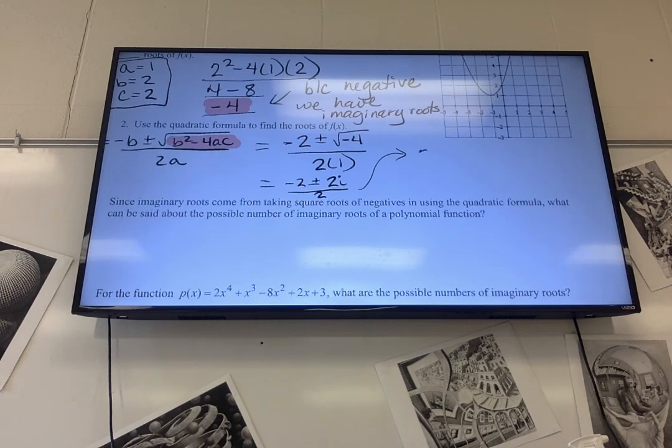I'll factor a 2 out of the top, and I get negative 1 plus or minus i all over 2. That's why I factored out a positive 2, just so they would both be the same. Now the 2's cancel, so you get negative 1 plus or minus i. Those are 2 answers. It's negative 1 plus i and negative 1 minus i. I don't care which way you write it. It's 2 imaginary roots.